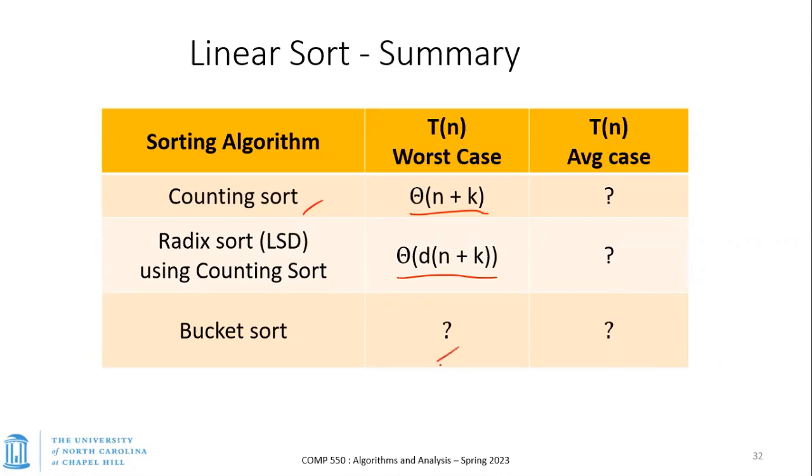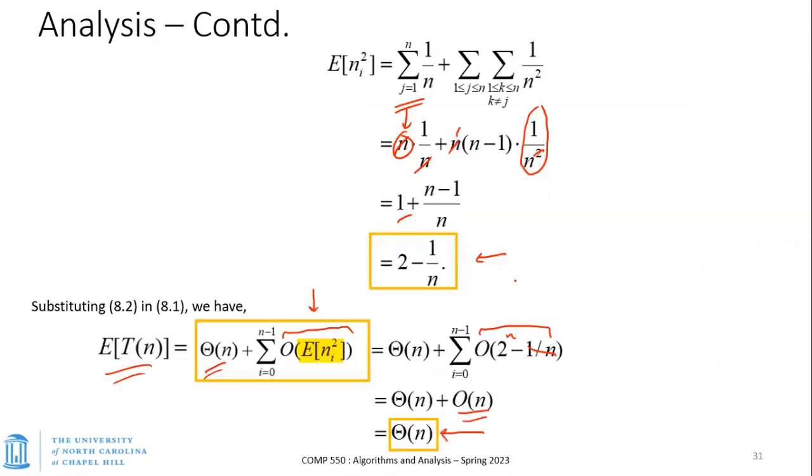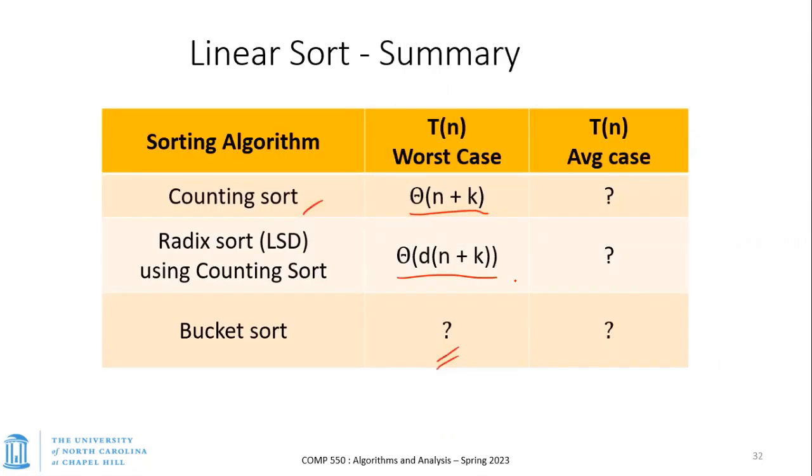So bucket sort, what did we get over here? Theta of n, is that the worst case or the average case? That is the average case. So that's theta of n. What was the worst case? It was n squared. So that was n squared.